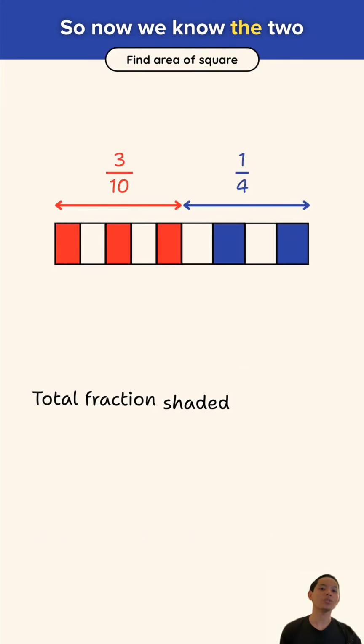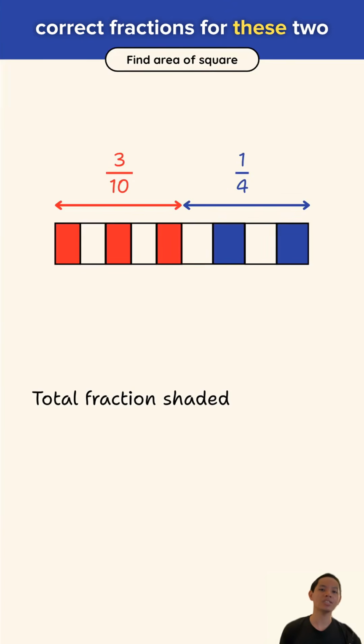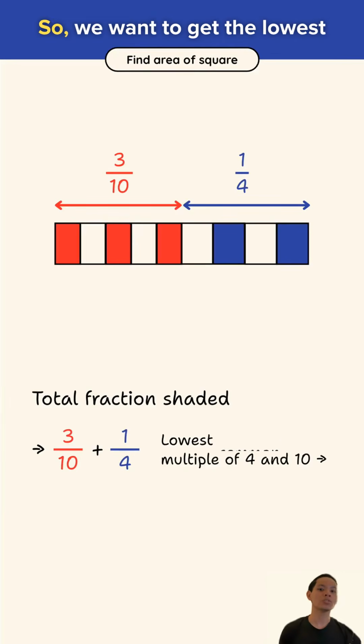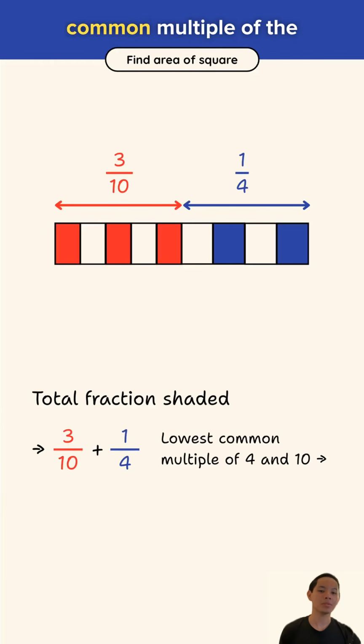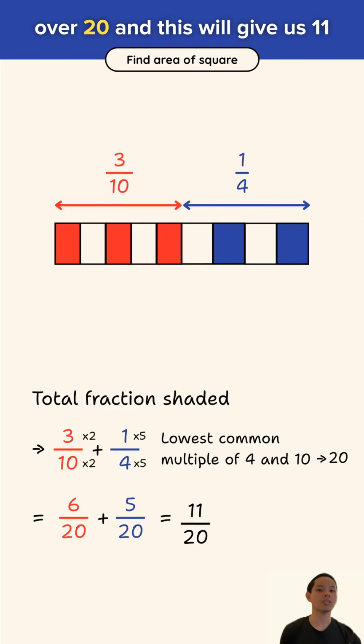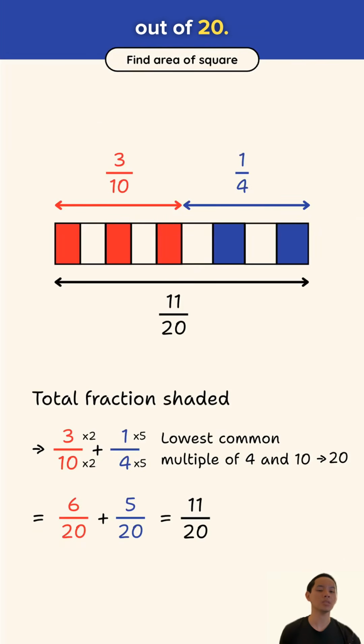So now we know the two correct fractions for these two halves. That means we actually can add together to get the total fraction shaded. So we want to get the lowest common multiple of the denominators, 4 and 10. And if you guess 40, very close, the smallest one will be 20. So in this case, this will then be equal to 6 over 20 plus 5 over 20, and this will give us 11 out of 20.